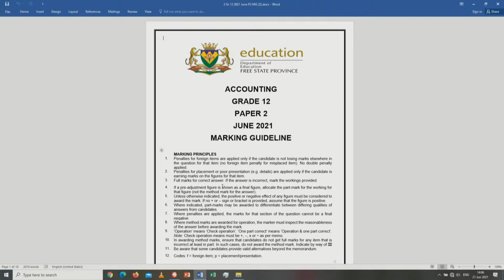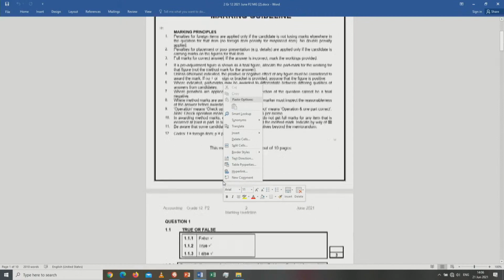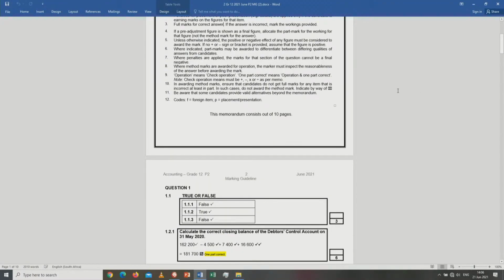Right, let's start with question number 1 then. The first part of the question, true or false. You can follow with your question paper there. I will project my memo and only my answer book today. Question number 1. Debtors reconciliation and internal control. Indicate whether the following statements are true or false. Choose the answer and write only true or false next to the question number.